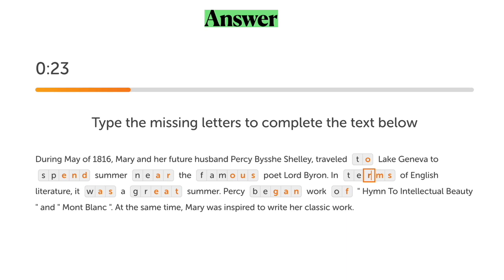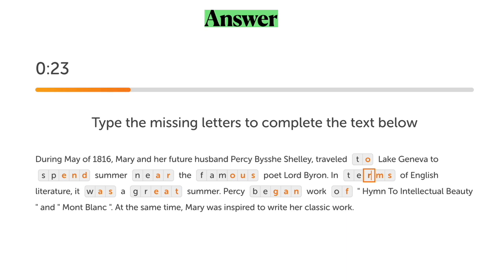For example, over here we have to spend, but whenever we have a verb after to, you will notice that it is always in the first form of verb. To walk, to run, to spend, to take. All those verbs take their first form.